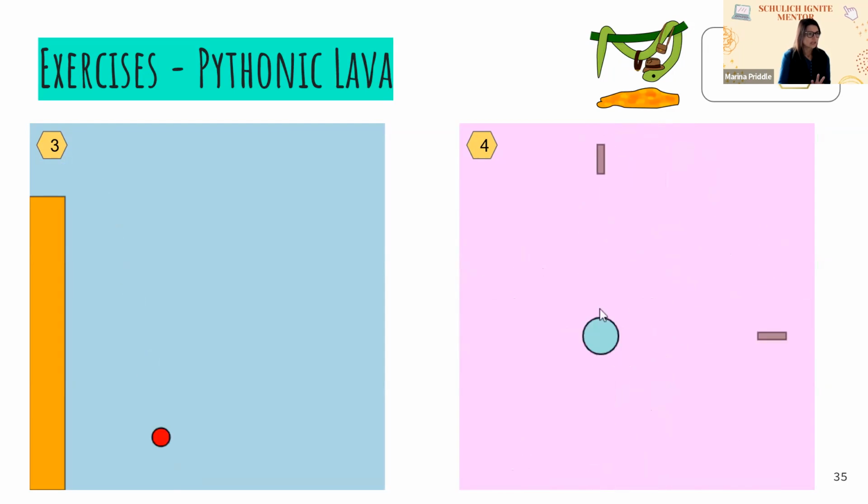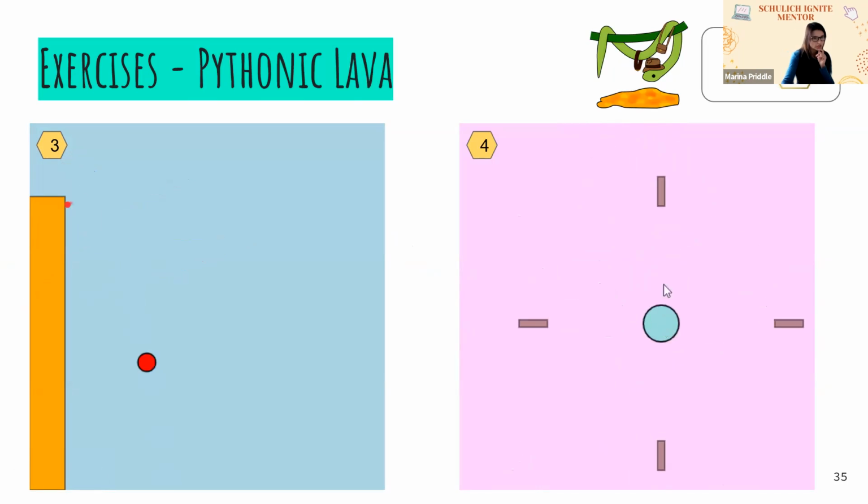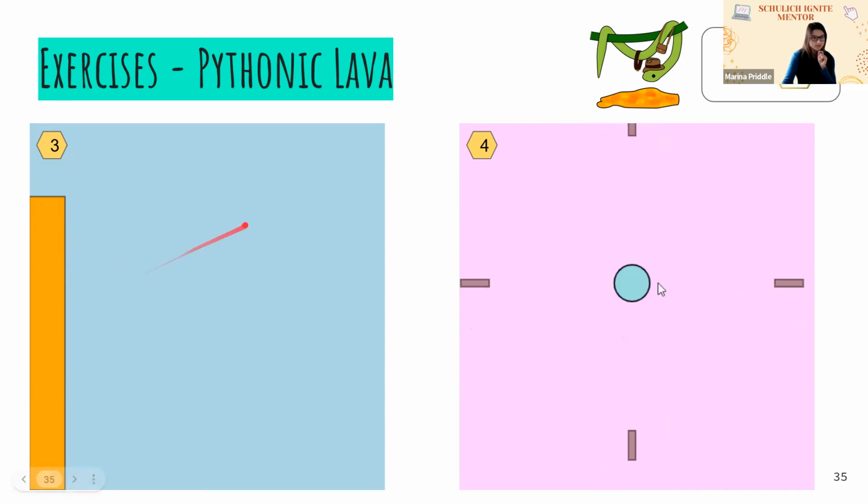Okay, so now Pythonic Lava. With Pythonic Lava here, can anyone tell me, you will have to declare your X and Y position. And what other things do you need to declare in this exercise? Yes, it will be the speed. Yes, absolutely. So that's pretty clear.